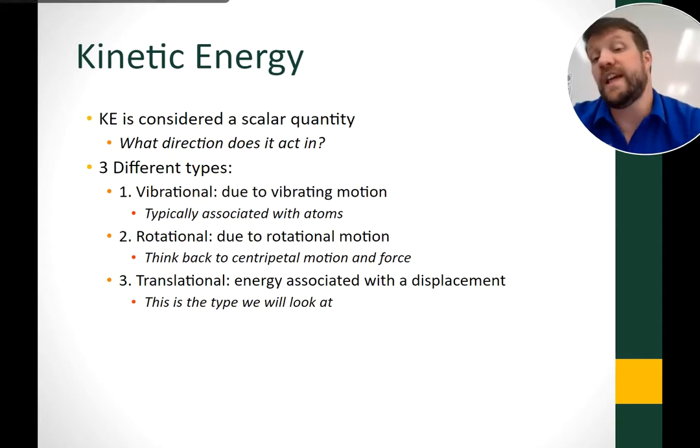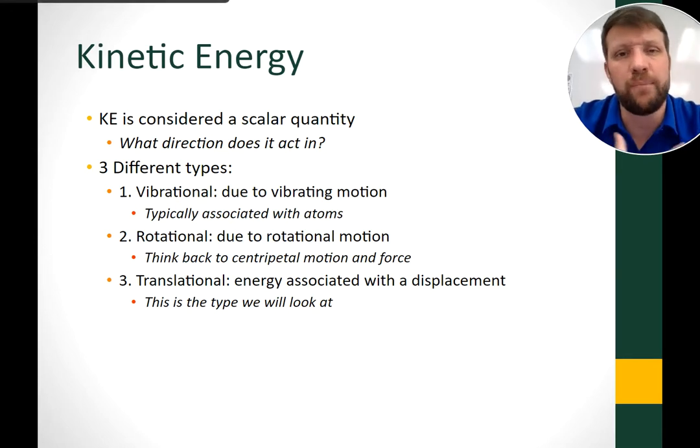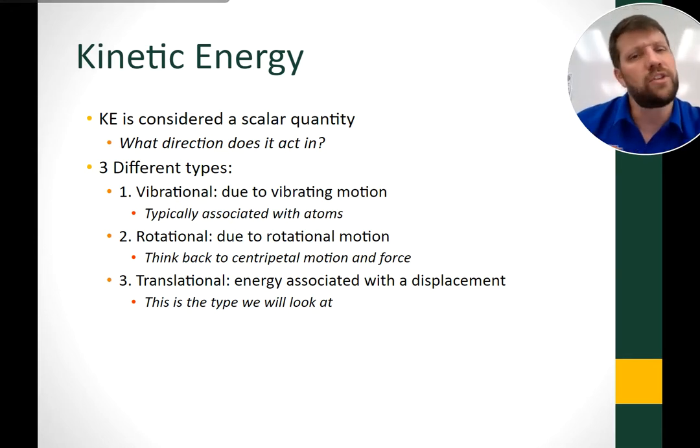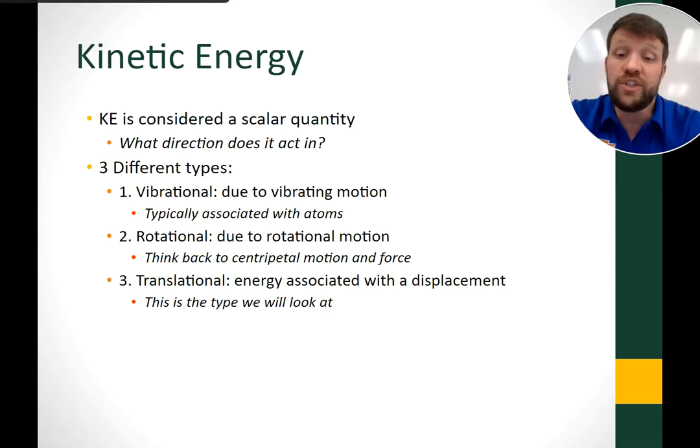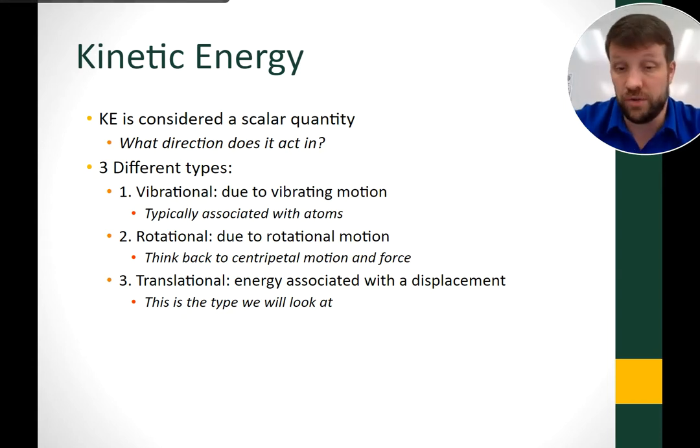Three different types here of kinetic energy. The first, vibrational, is due to vibrating motion. Things like atoms have vibrational motion. When we get to sounds and waves, we'll talk about vibrational motion, so we'll come back to that one a little later. Rotational motion is due to something that could rotate around, and that's rotational kinetic energy. Think back to centripetal motion and force. We're going to cover that coming up. When we talk about things moving around in a circular pattern, we'll talk about the rotational kinetic energy associated with those as well. And then translational kinetic energy.